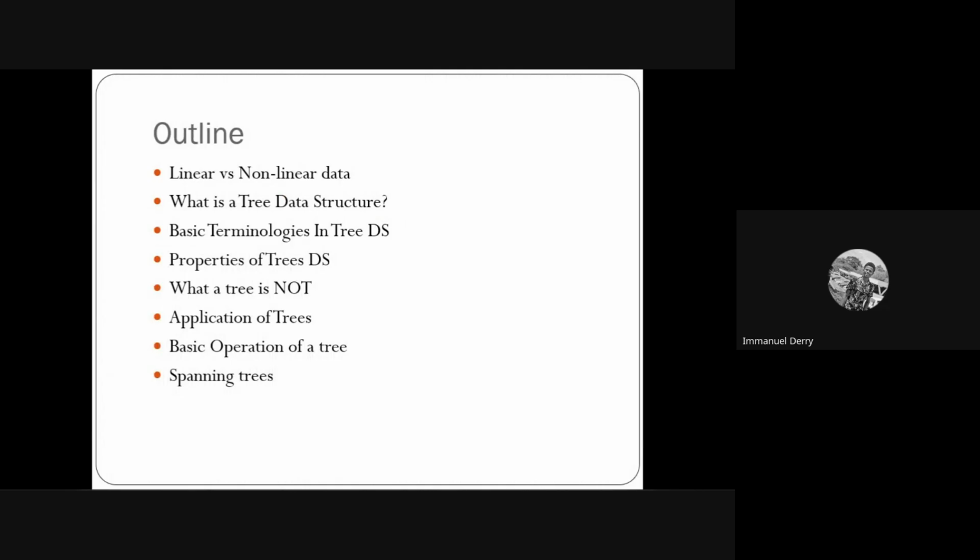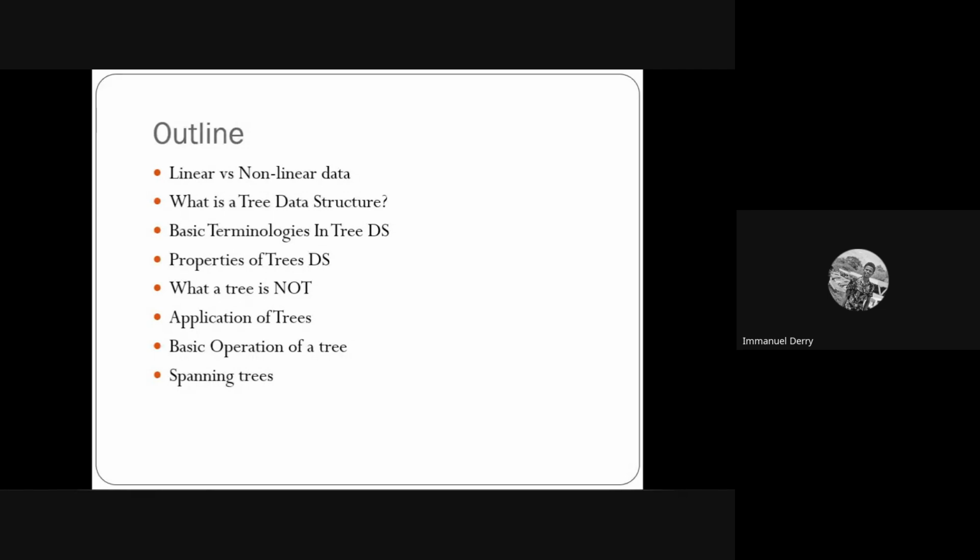But what we are trying to do now, and I think this week or probably today, we can talk about graphs as well, are examples of non-linear data structures. So we just have an overview of how linear data structures differ from non-linear data structures.